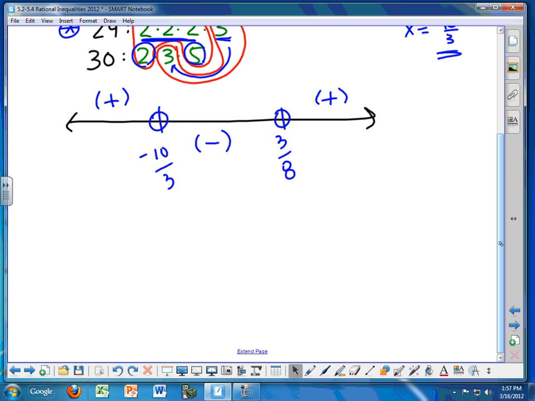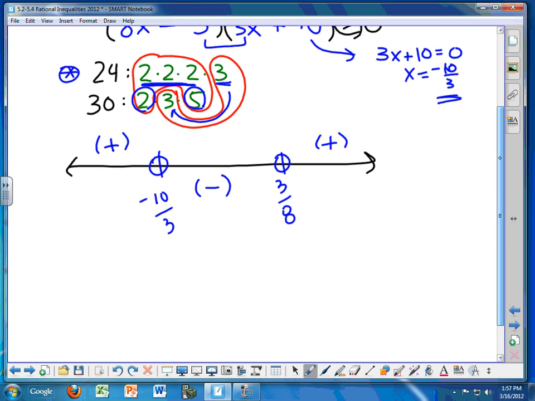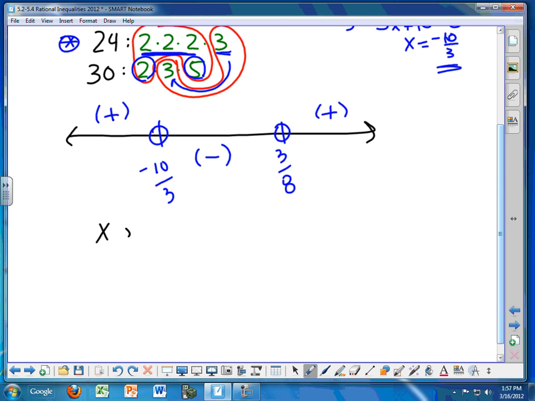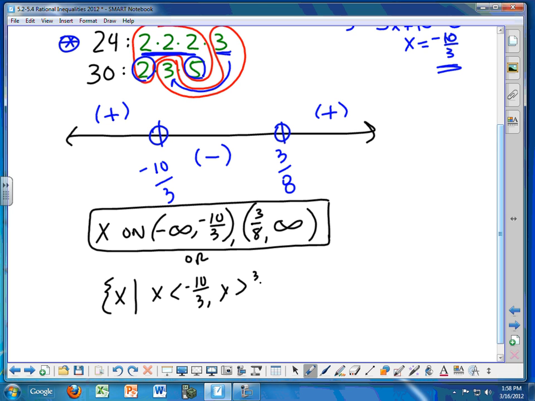And finally, let's write the answer to this. We're looking at places where the inequality is going to be satisfied for positive numbers. So x on negative infinity to negative 10 thirds, and that's a parenthesis, and then another parenthesis, 3 eighths to infinity. Okay, that's the solution in interval notation. And finally, we'll go ahead and finish this out. x can be less than negative 10 thirds, or x is greater than 3 eighths.